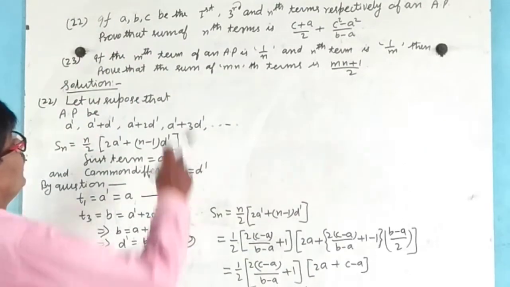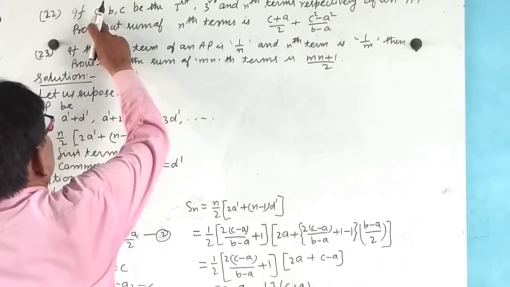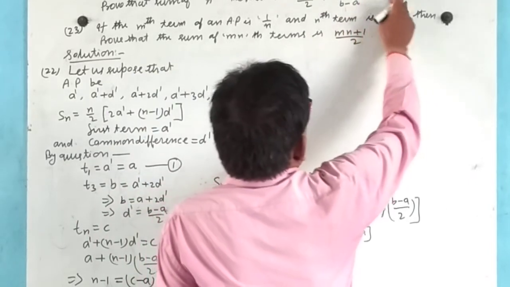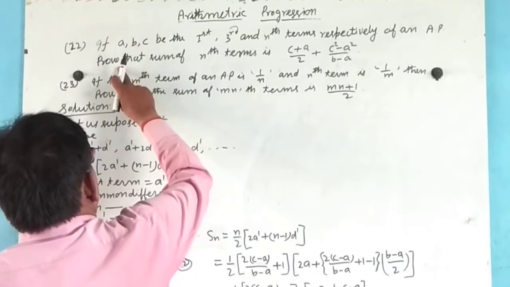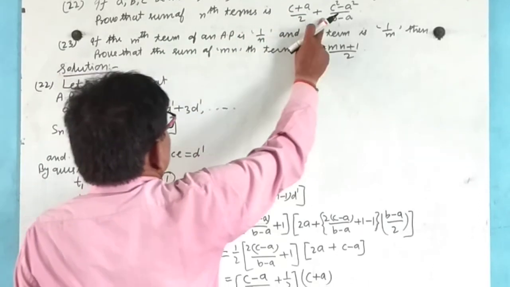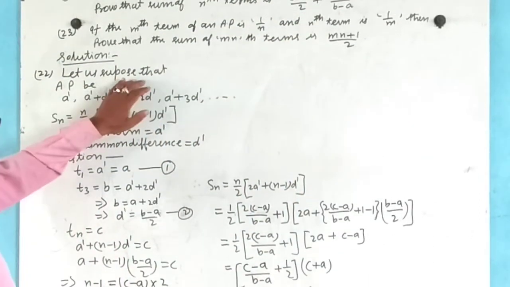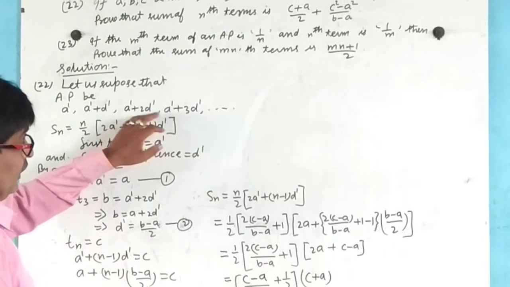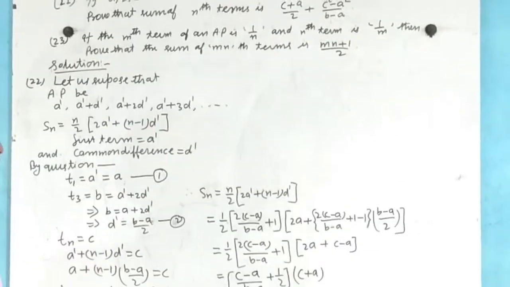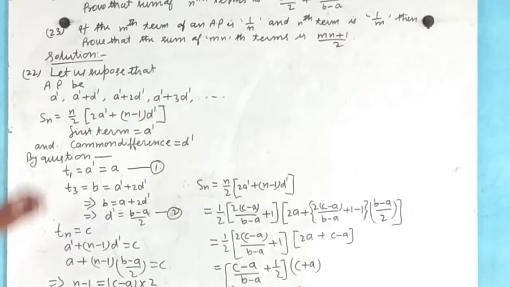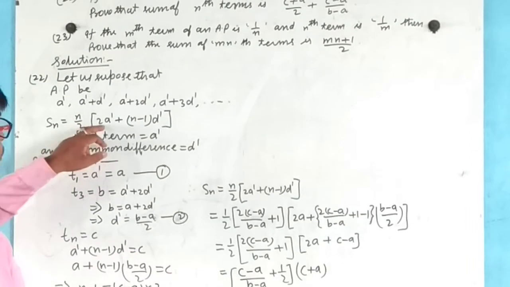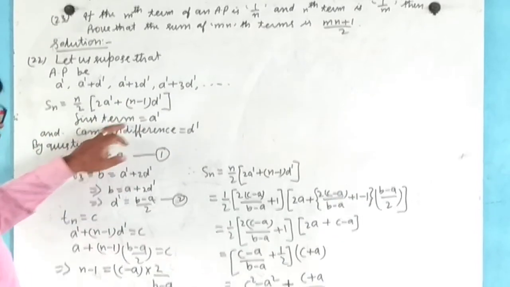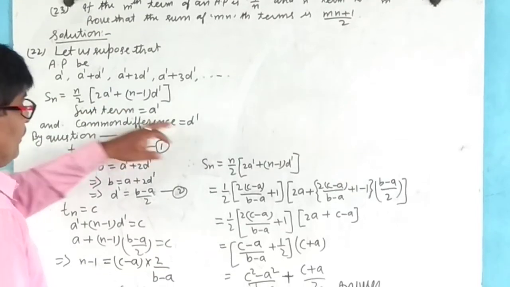If a, b, c are the first, third, and nth terms respectively of an AP, then prove that the sum of n terms is this. First of all, let us suppose that the AP is a' , a' + d', a' + 2d', a' + 3d'. Here we assume in dash form. Now Sn is equal to n/2 [2a' + (n - 1)d']. This is the sum of n terms. First term is a' and common difference is d'.